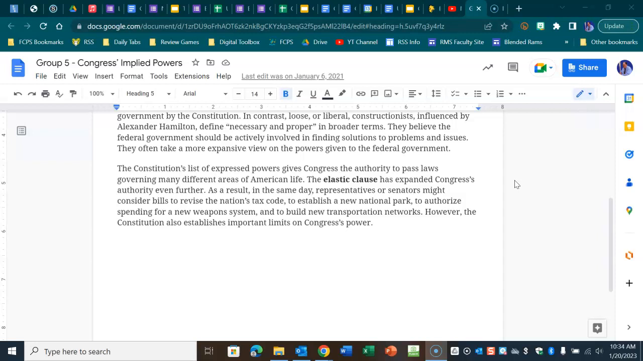However, the Constitution also establishes important limitations on Congress's powers.